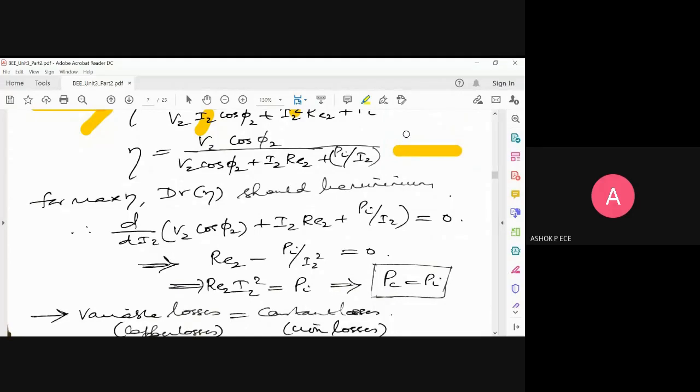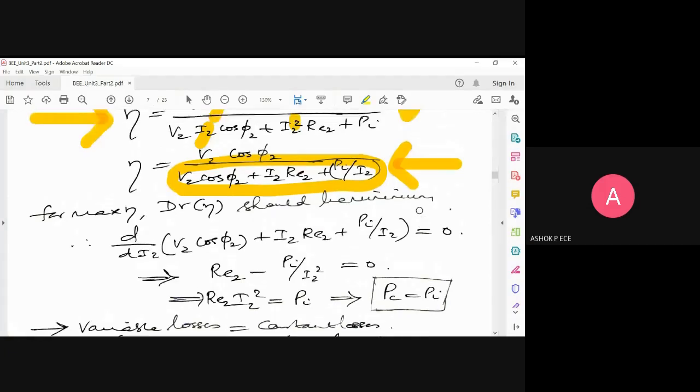V2 is constant, cos phi 2 is constant, RE2 is constant, Pi is constant. So the only variable you have is I2. So differentiate the denominator with respect to I2 and equate that to 0. We are understanding why I2: because all the other parameters are constant and the numerator is also constant. So if we want to find maximum efficiency, the denominator has to be minimum.